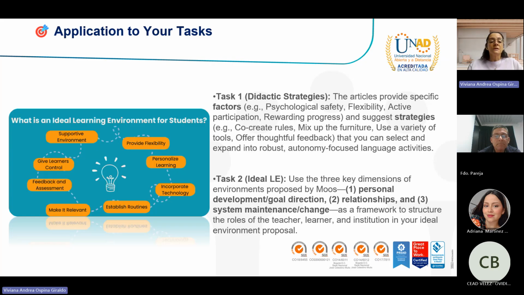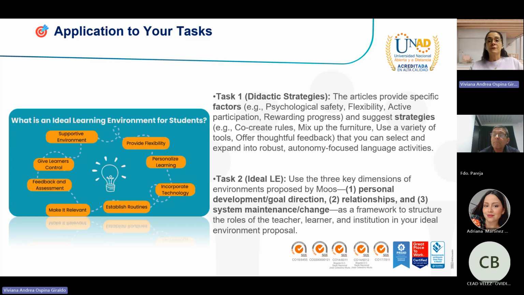We need to establish routines. We need to make it relevant. So if a student is learning something, there needs to be a purpose. It can't be just because it's in the curriculum, just because it's part of the syllabus. It needs to be meaningful.